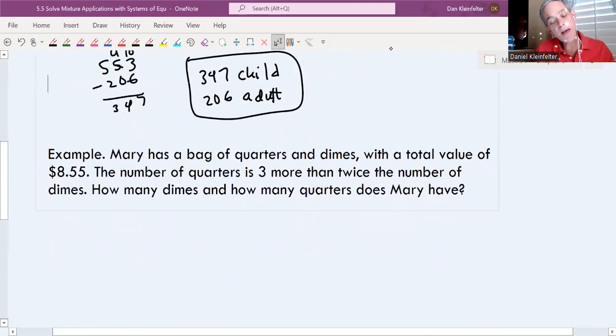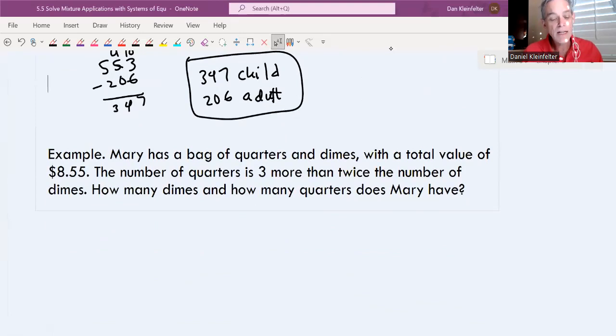Here it says Mary has a bag of quarters and dimes with a total value of $8.55. And then it says the number of quarters is 3 more than twice the number of dimes. And then finally, the last sentence just asks us to go solve the problem. We need to find out how many dimes and quarters Mary has. Okay, so I'm going to go with D for number of dimes.